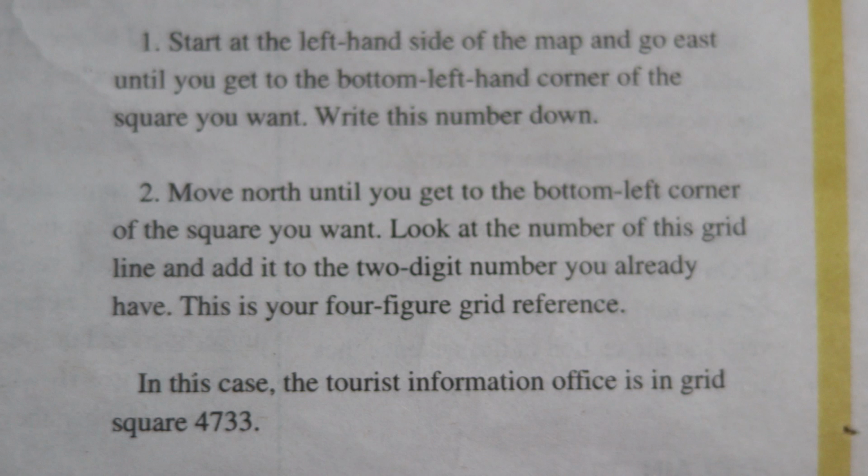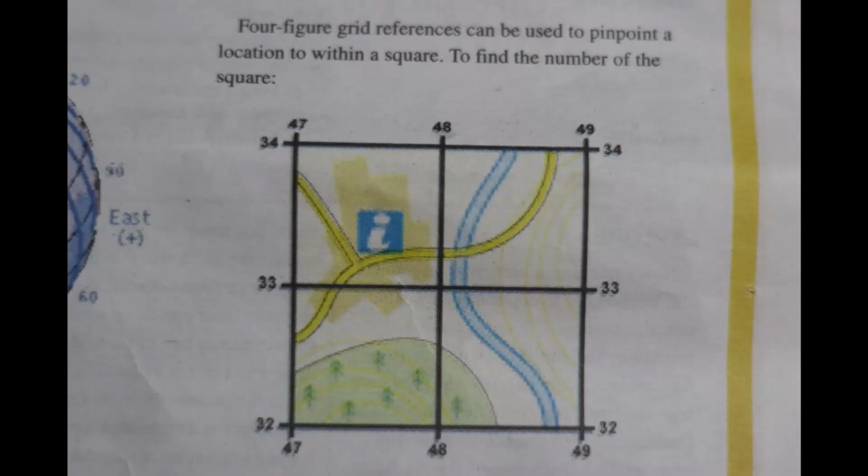In this case, the tourist information office is in grid square 4733. He would have gone to 47 and then 33. That square would have had the information office that the tourist was trying to find.